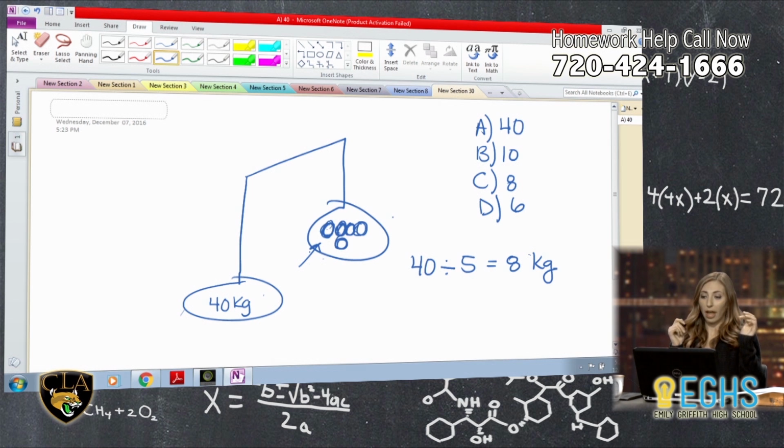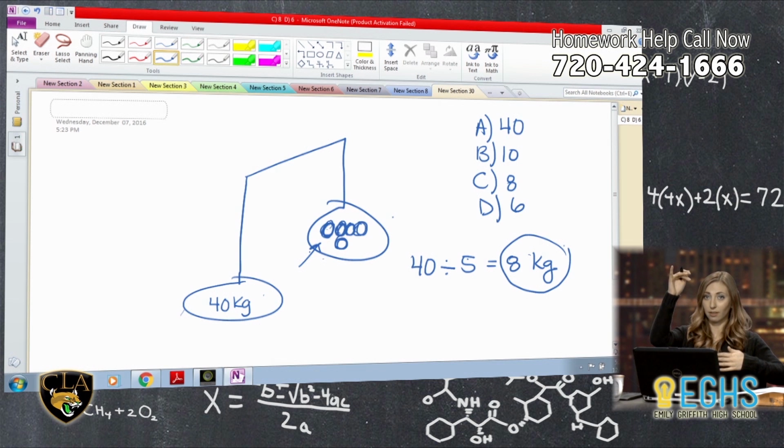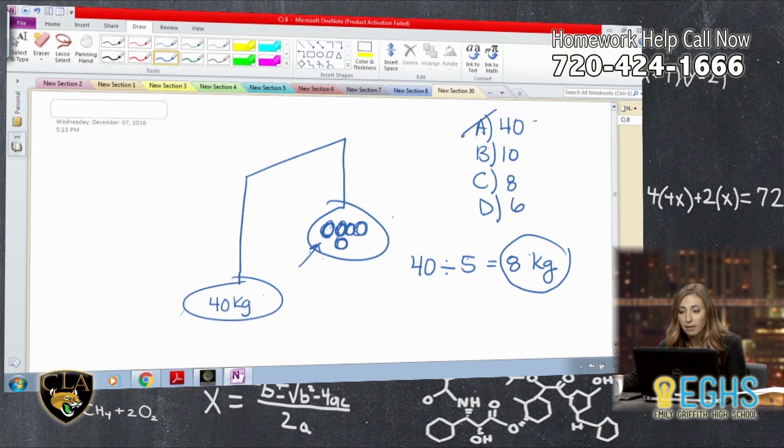But we know that this 40 kilograms is heavier. So the cans are actually lighter than 8 kilograms each, because if they were 8, they'd be equal. So these cans have to be less than 8 kilograms in order to make the 40 kilograms be heavier than the cans. So that would eliminate A, B, C, and leave us with D. So each can could be 6 kilograms.